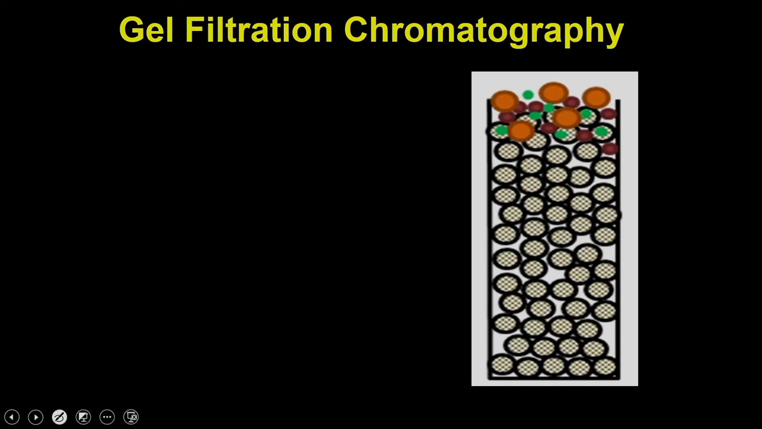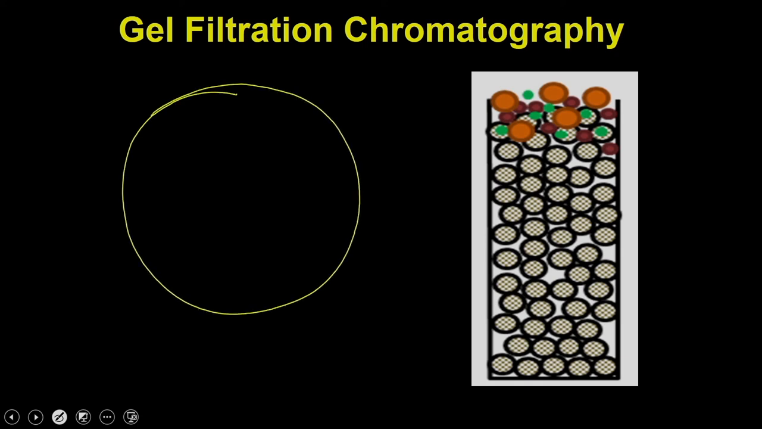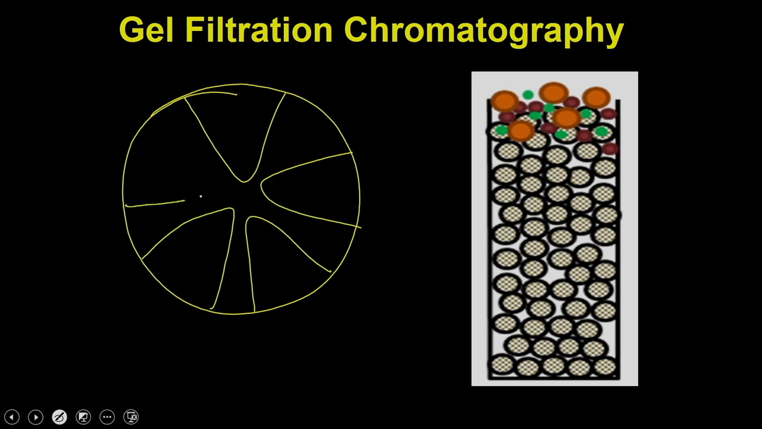Now, to understand how this separation phenomenon works, let me show you a typical bead, how the beads of a gel filtration chromatography look. In a typical gel filtration chromatography, the bead has cone-shaped pores from all the sides, something like this. This is the portion with the narrowest diameter, and this is the largest diameter.